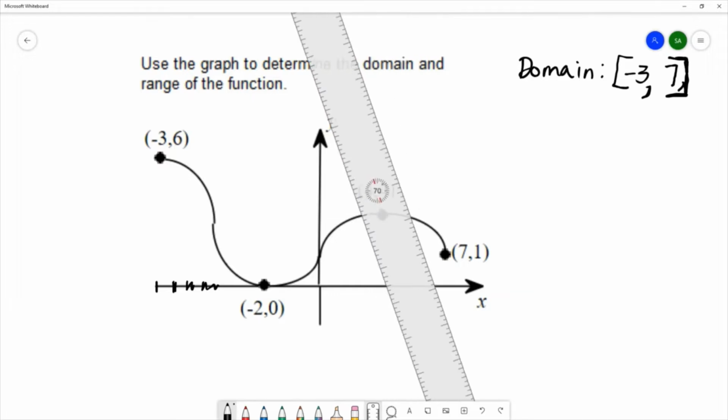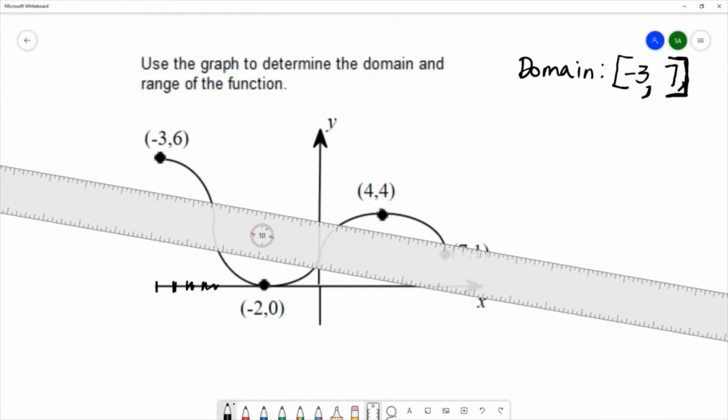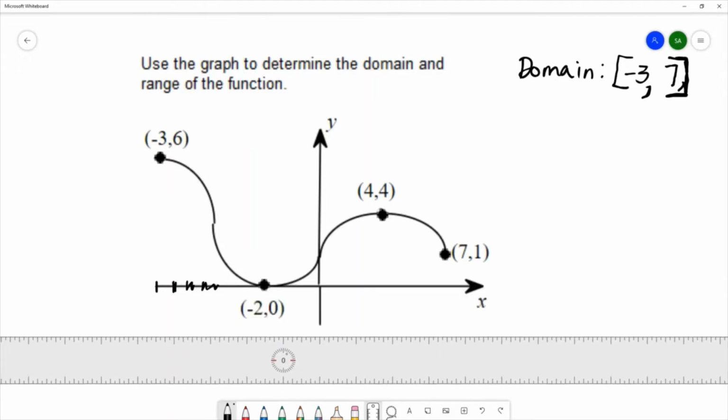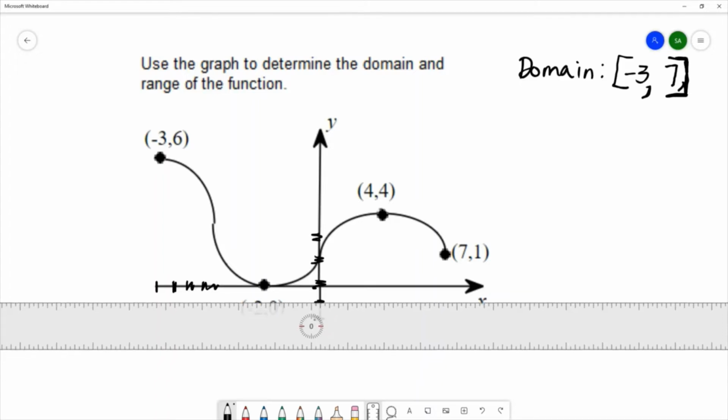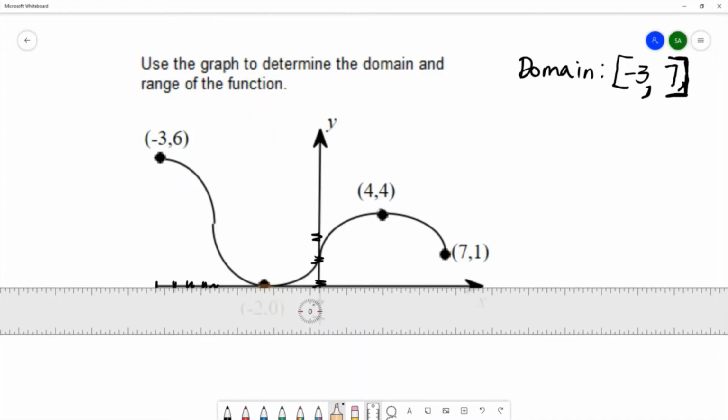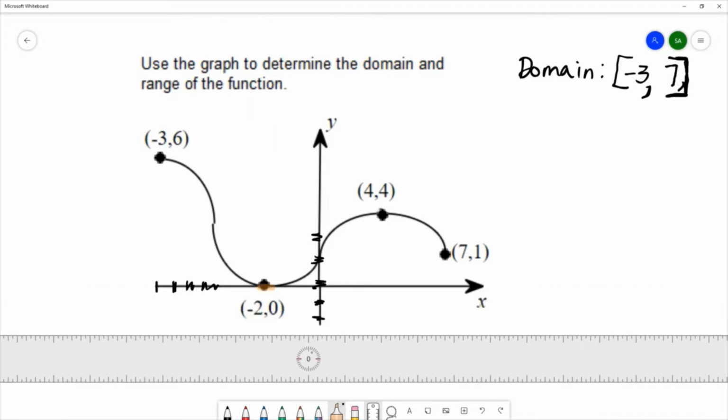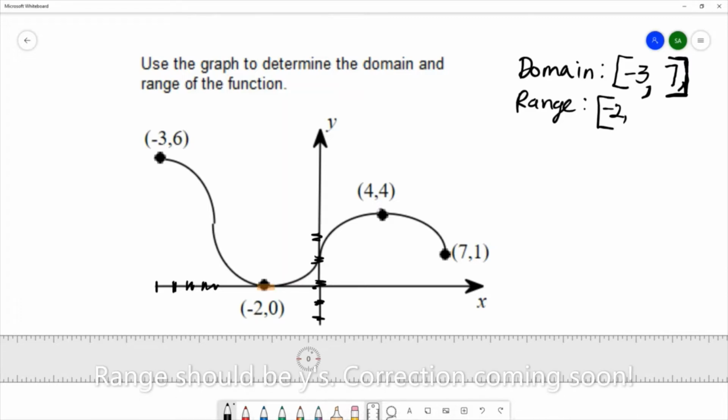Then we take our ruler and switch it to horizontal to find the range. Now as I go from bottom to top, I'm running along the y scale. From bottom to top, the first time I hit the graph will be at this value here, and the range are the y values. So my range will start at -2. That's a filled-in dot, so I'll include -2 in the range.